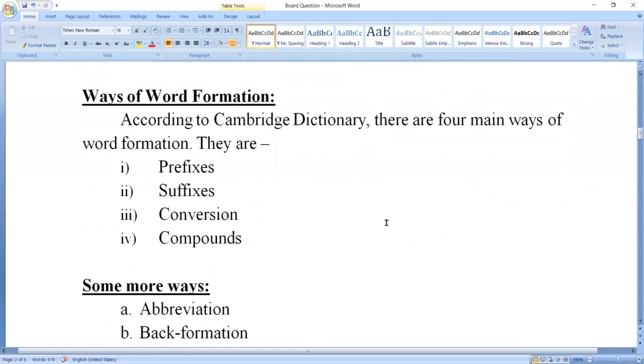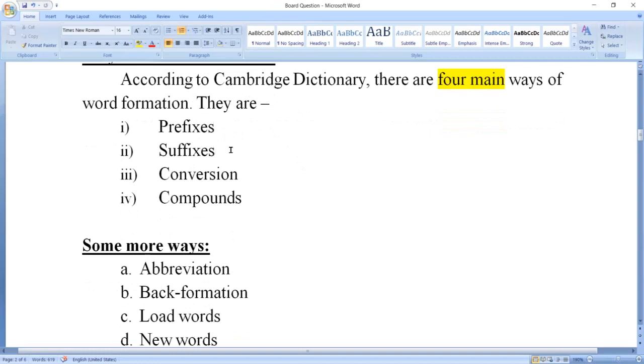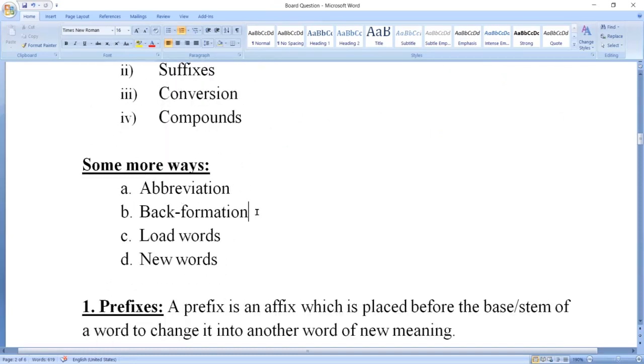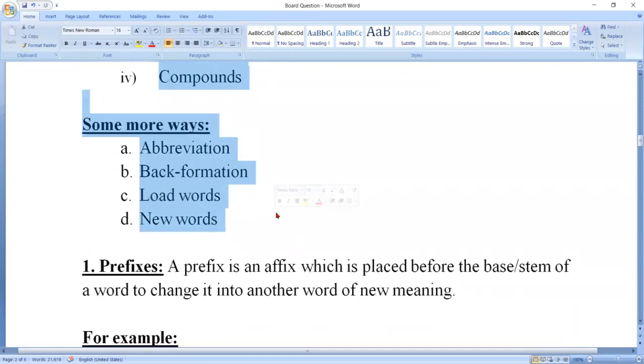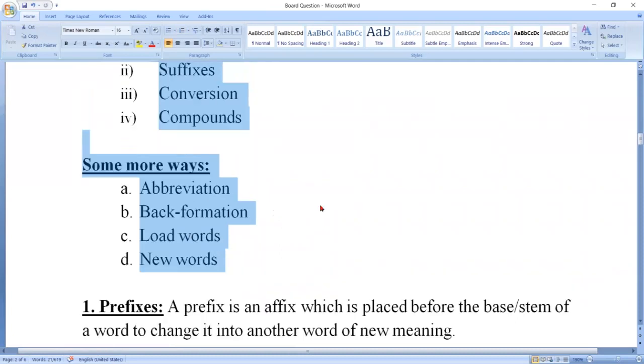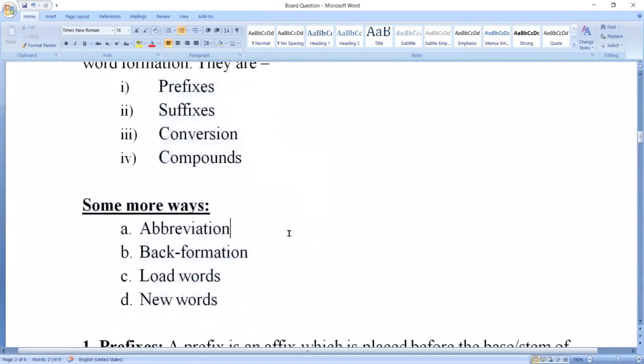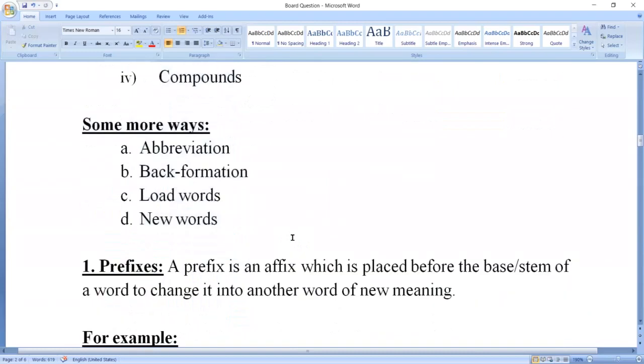So if you go to learn word formation, you will find that there are some ways to form words. Here you can see that according to the Cambridge Dictionary, there are 4 main ways of word formation. They are prefixes, suffixes, conversion, compounds, and there are some more ways like abbreviation, backformation, loanwords, or new words. In these 8 ways, you can form new words. Okay. So now I'm going to talk about these ways, how they will help you to make new words, and also help you to increase your vocabulary.